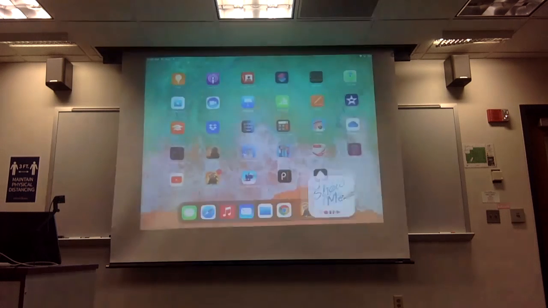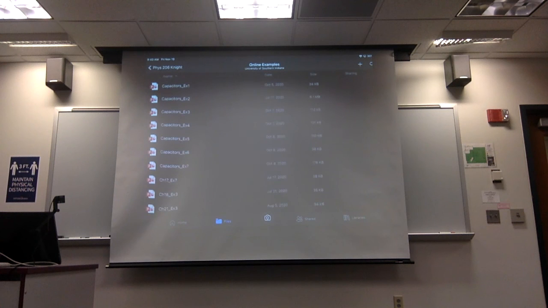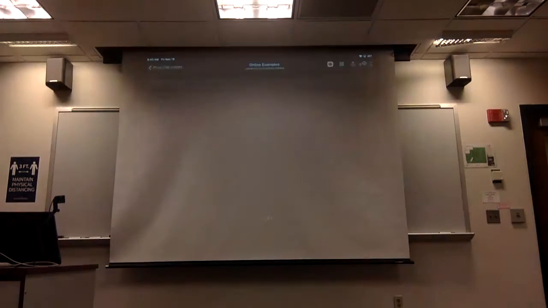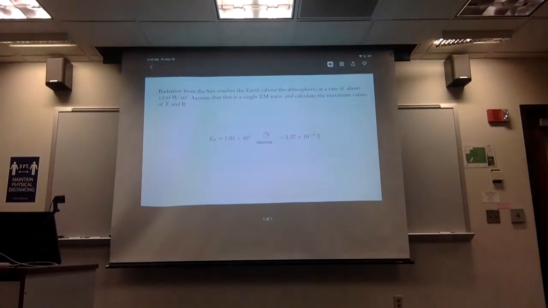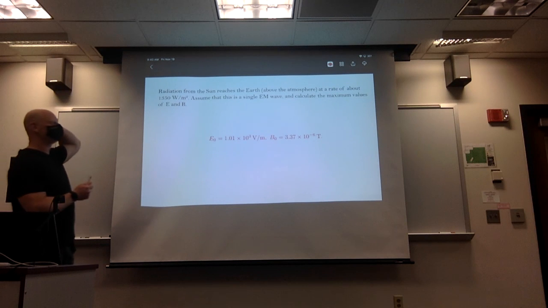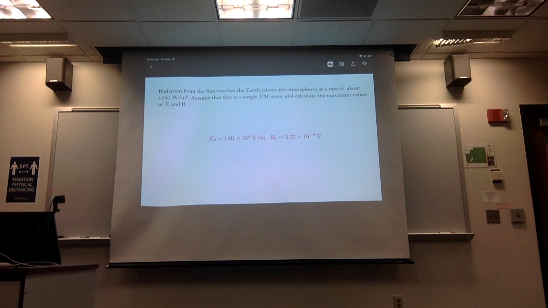So let's use this and do an example. This says radiation from the sun reaches the earth above the atmosphere at a rate of about 1,350 watts per meter squared. So that's the intensity at the upper portion of the atmosphere. Then it says assume a single EM wave, what we call monochromatic, which basically means it only has one frequency, and calculate the maximum values of the electric field and the magnetic field.